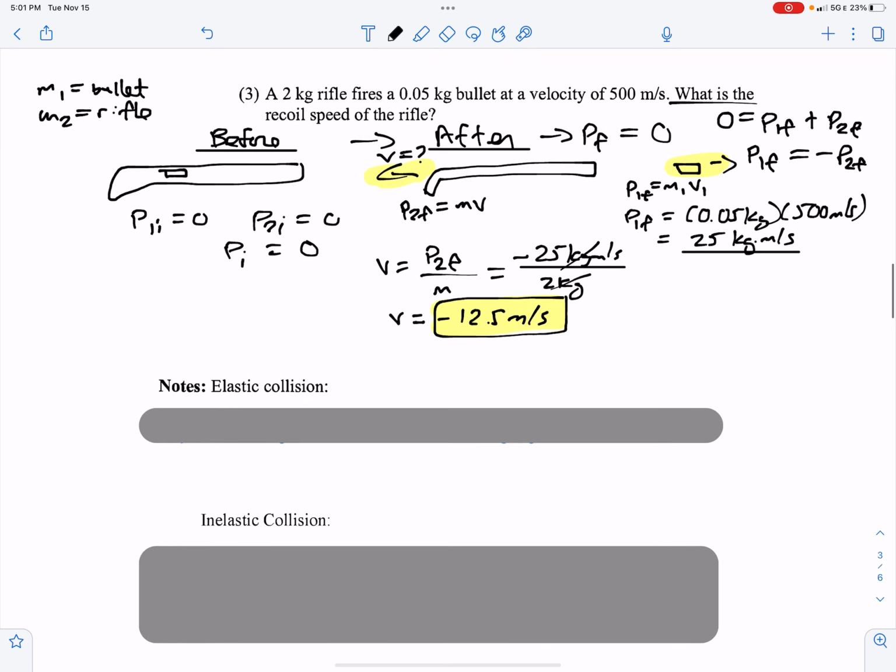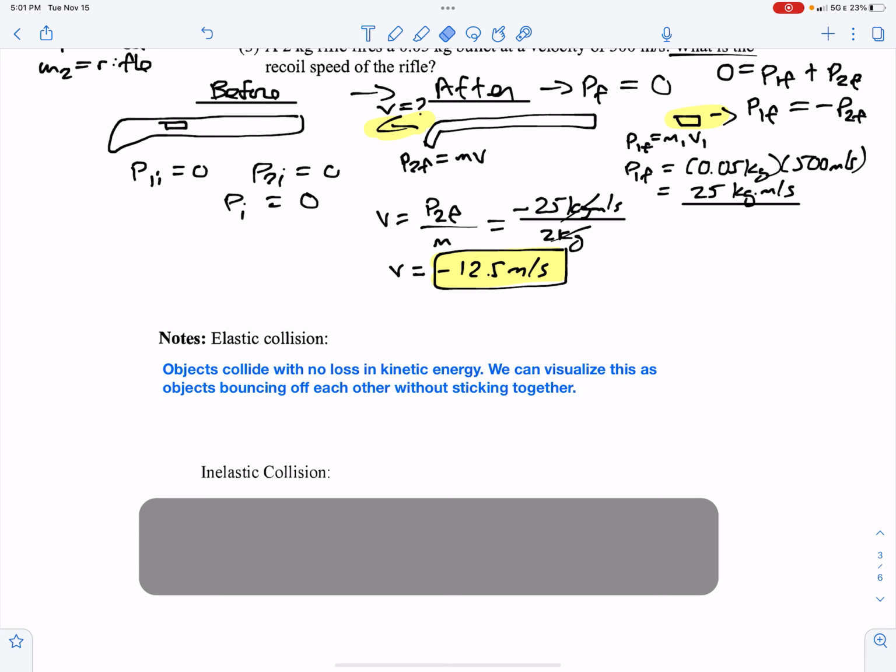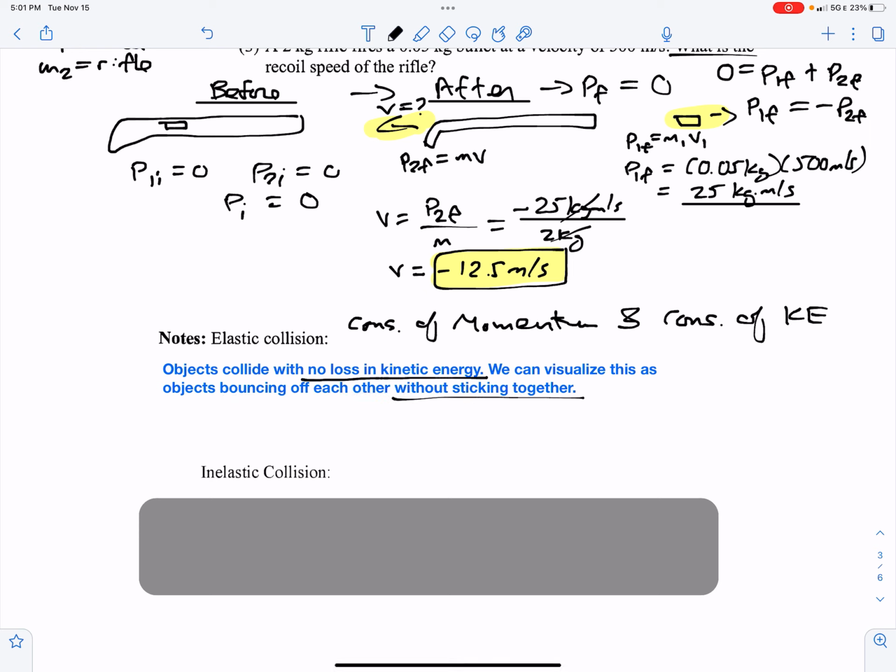Okay, so now a couple things to note. An elastic collision is one in which there is no loss in kinetic energy. So in other words, we not only have conservation of momentum, like we do in every collision, but we also have conservation of kinetic energy as well. So kinetic energy remains constant. Now, visually, you could see this as two objects that bounce off each other without sticking. That's kind of the idea, they just don't stick together.